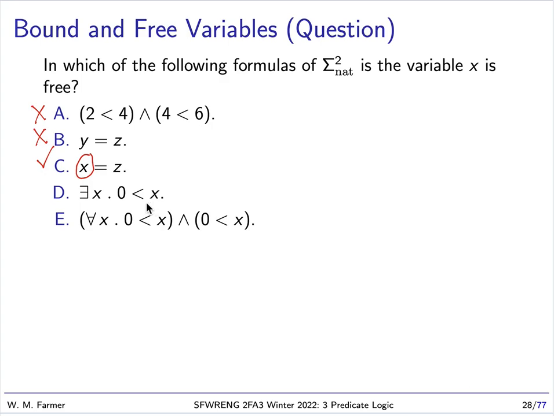Now D has two occurrences of x, but these are bound occurrences. So this is not a formula in which x is free. And then E has three occurrences, and this one is bound because there's a quantifier here. This one is bound, and this one is free. So x does occur freely in E, but it also occurs bound in E.